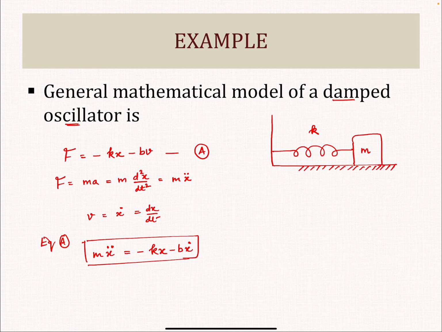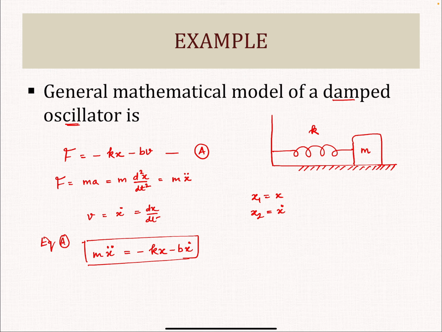Now what we want to do is to represent this equation in the dynamical framework. For this we have a simple trick. Take x1 equals x, and take x2 equals x dot.